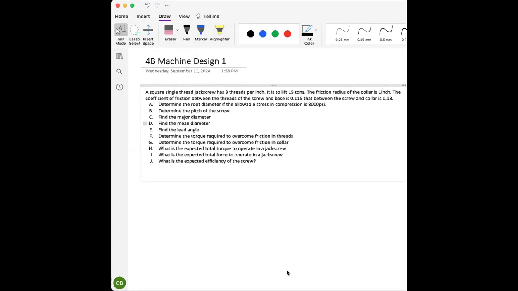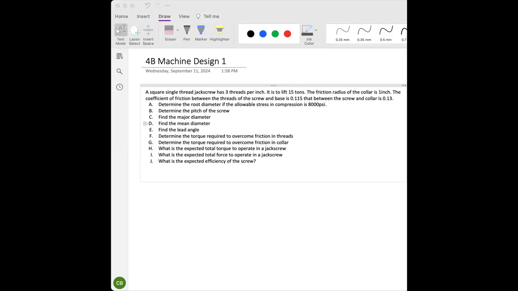So a square single thread jack screw has a thread of 3 threads per inch. So it is to lift 15 tons. So if it's 15 tons, we will use the short tons. So one short ton is equal to 2,000 pounds.